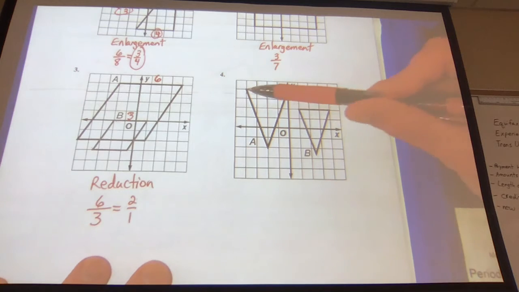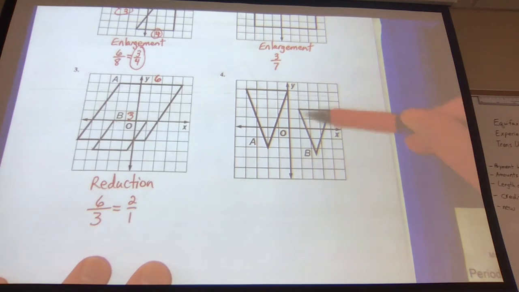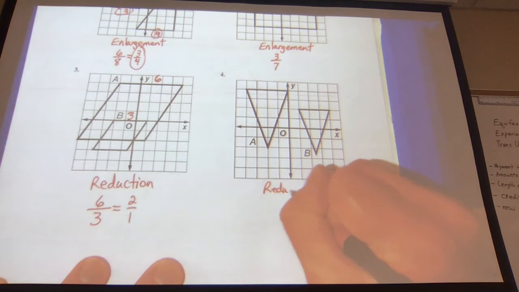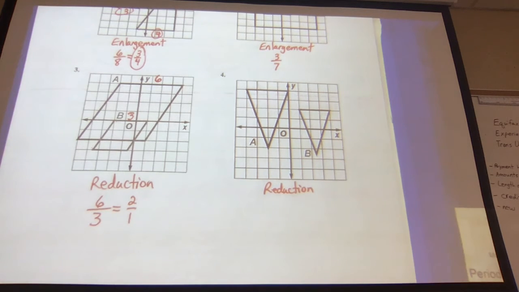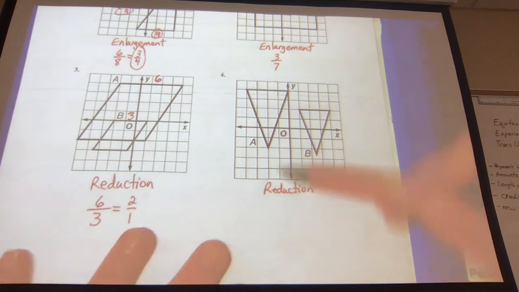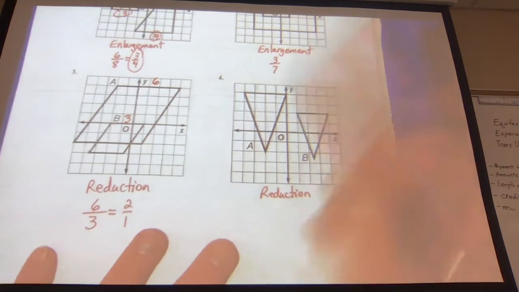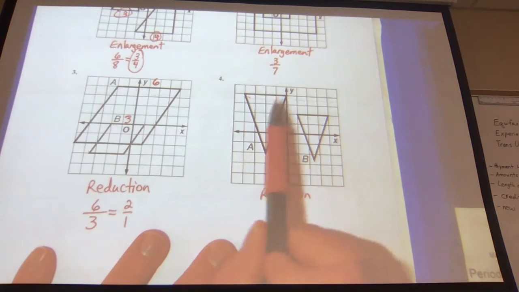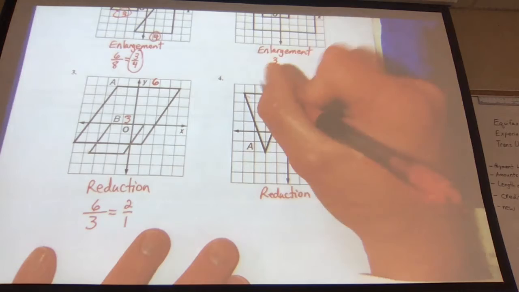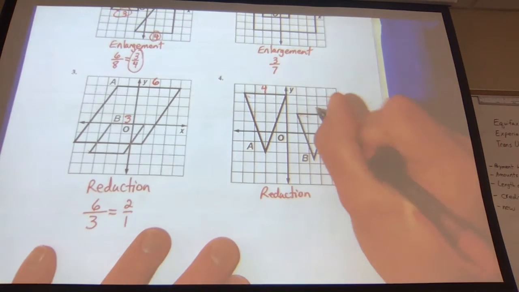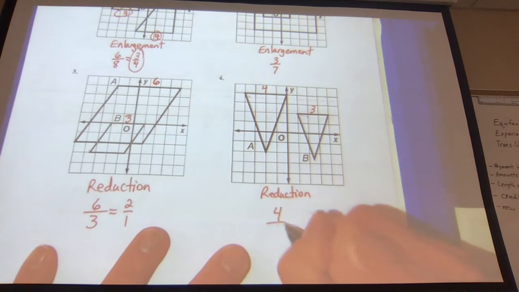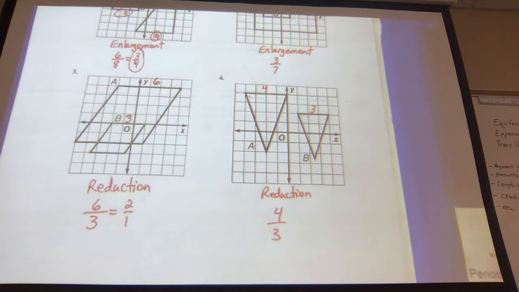All right, letter A is the bigger triangle, letter B is the smaller one. We go from A to B, we get smaller, so that's going to be a reduction. And then for your set of corresponding sides, you can use the diagonal ones if you want, but you have to do the distance formula to do that. It's going to be a lot easier if you go with the horizontal sides. This horizontal side is 4. This horizontal side is 3, so your ratio or scale factor would be 4 to 3. Any questions on how I got those two answers?